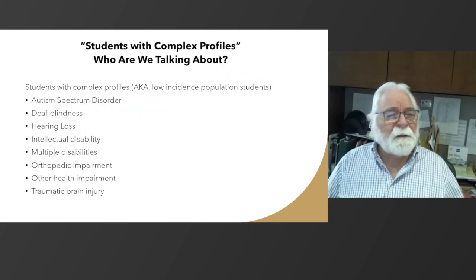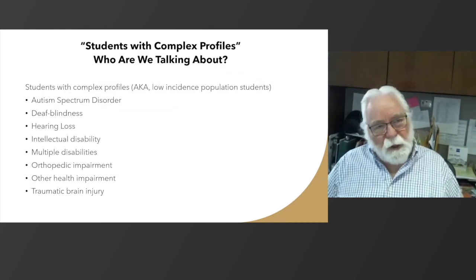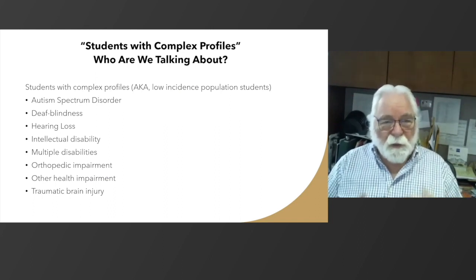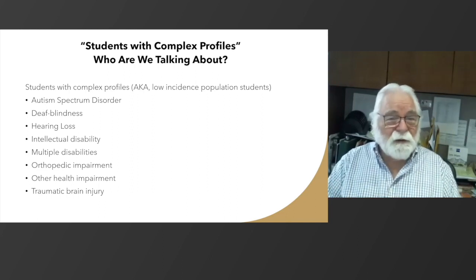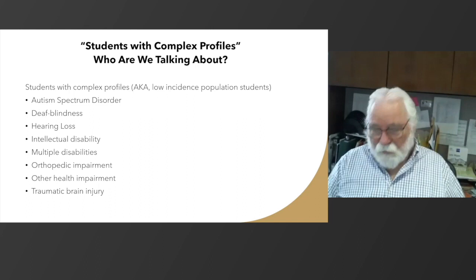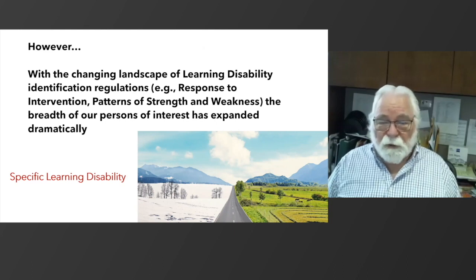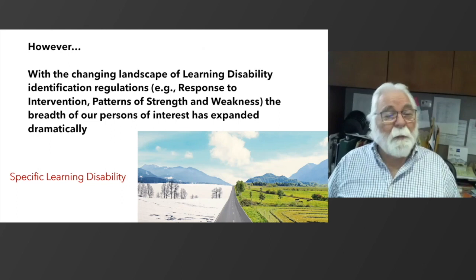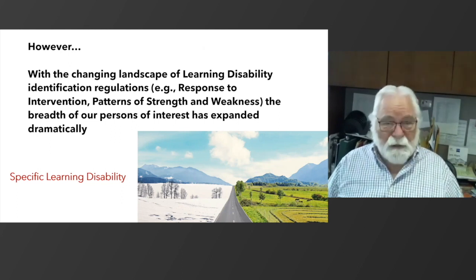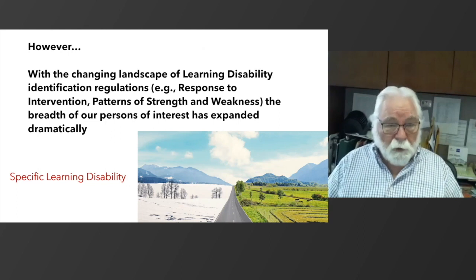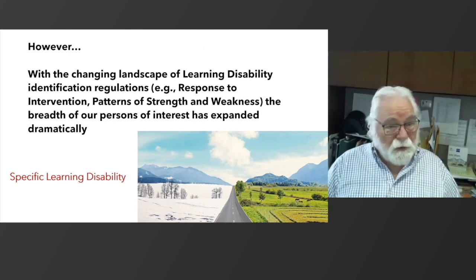Just to remind us, the folks we're talking about today are students with complex profiles, also known as low incidence. When I was in graduate school, it was low incidence populations. And again, another reminder that with the changing landscape of learning disability identification, the stuff we talked about last session and today applies to all special ed situations. It's really important for kids with low incidence populations because they're not included in most norm samples. So we have to be creative in assessing their strengths and challenges.